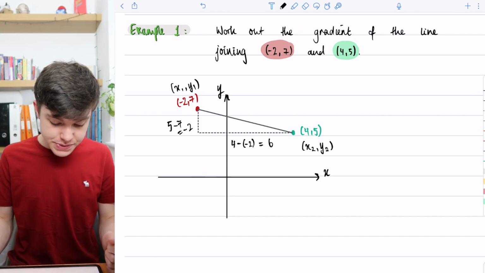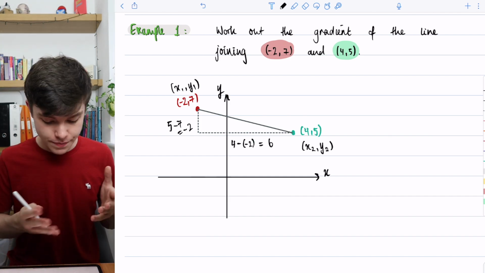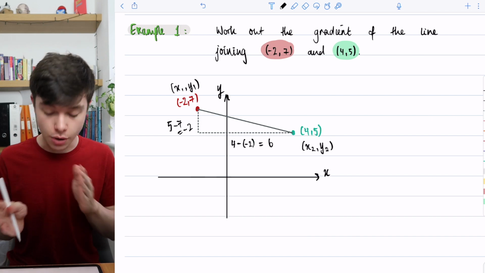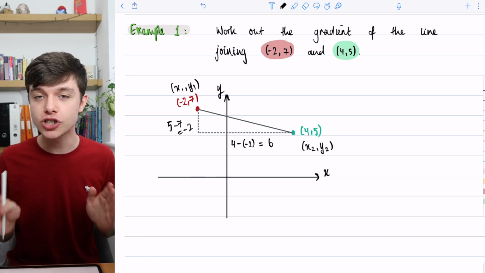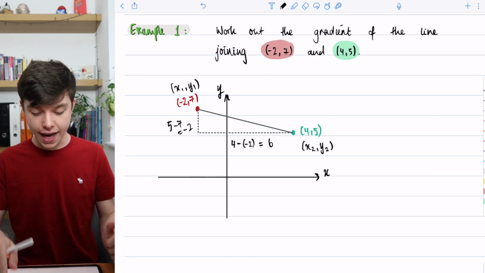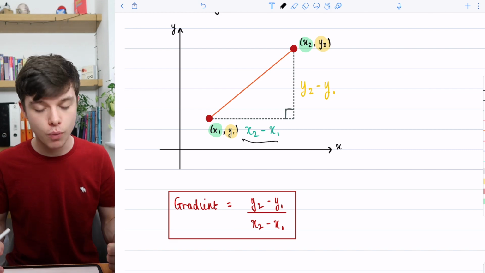Okay, so I can see my vertical change is minus 2, sorry, I had it the other way around. My vertical change is minus 2. My horizontal change is 6. And we got there using this formula, considering the 2 points, taking them away.